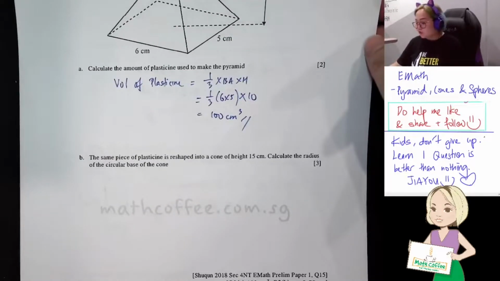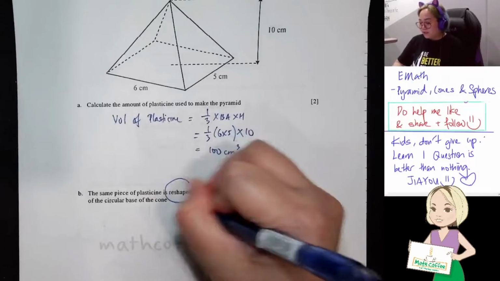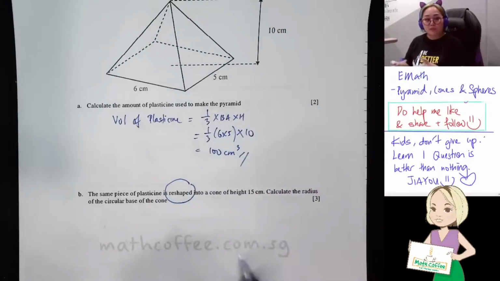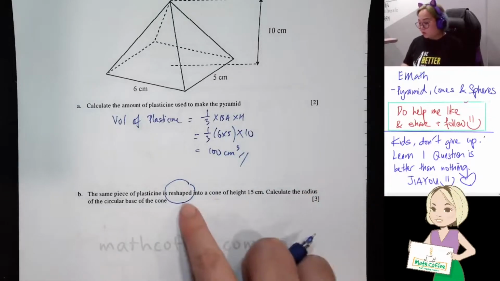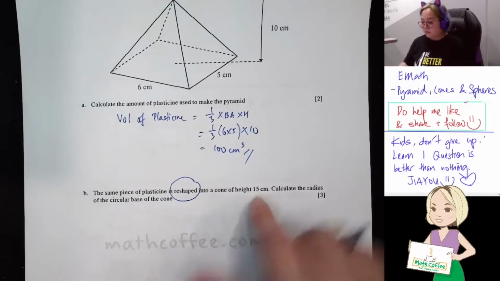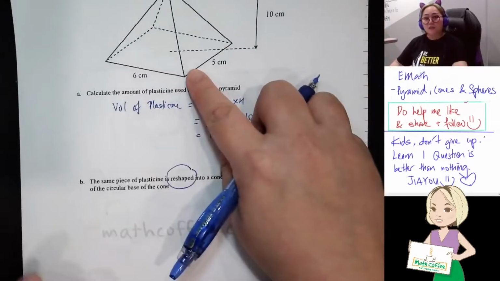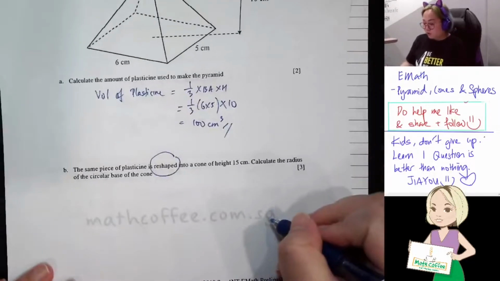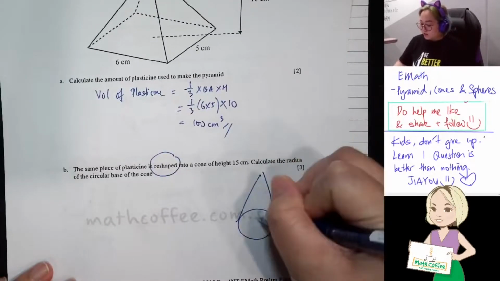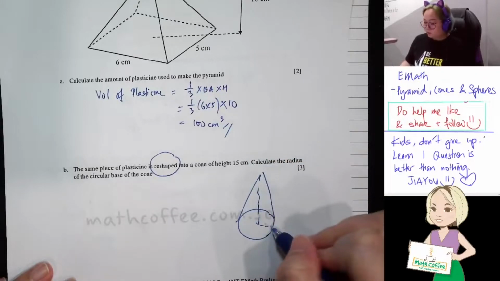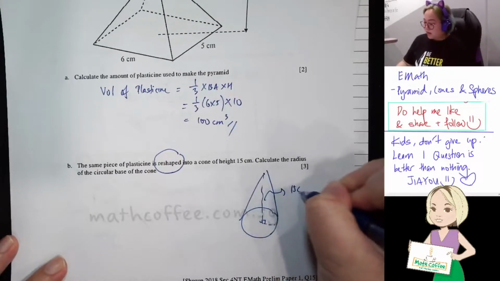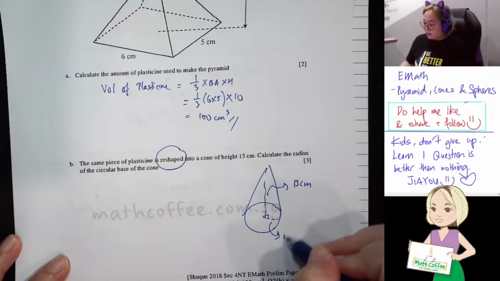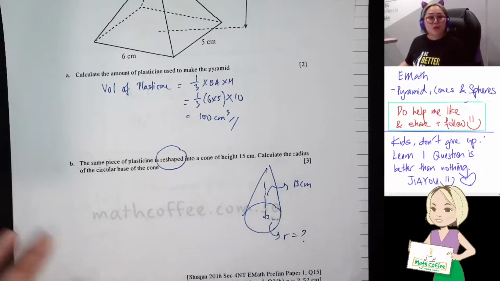Okay, next. They say that the same piece of plasticine is reshaped into a cone. So when they say reshape, means actually the volume stays the same. The amount of plasticine still remains the same. So that means the volume is the same. Into a cone of height 15 cm. So they are saying that this plasticine in this shape is going to reshape into a cone. Okay, I don't have a powerful drawing, but you understand it looks like a pyramid already. They say that the cone, the height is 15. So the height is 15. You are supposed to find out what is the radius. Question mark, question mark. So volume remains the same.